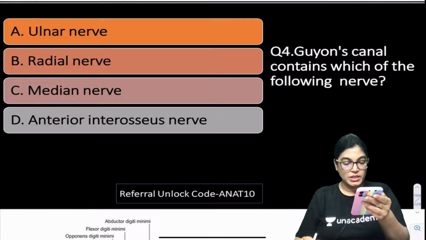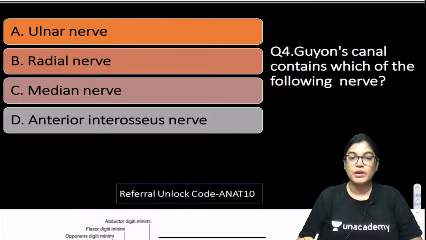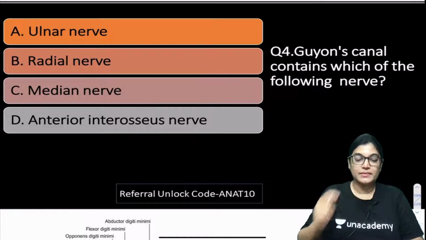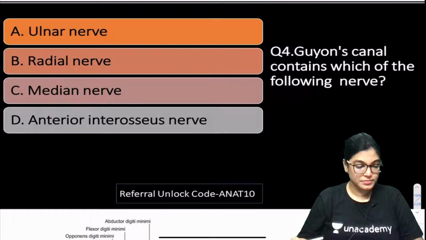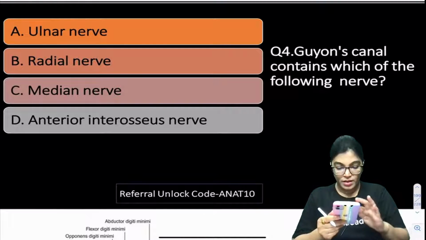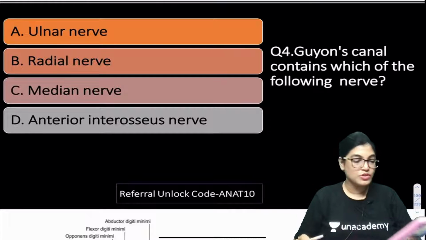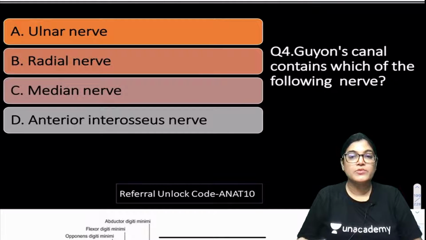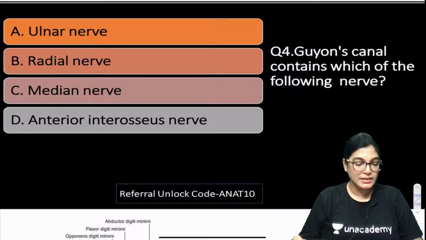So yes, Akshit Bhatt is telling it's ulnar nerve. What about others? Guyon's canal contains which of the following nerve? Okay, so yes, I got Akshit Bhatt. Till now, Akshit Bhatt has given the answer. What about others? Whichever you feel is right, please mark it correct.